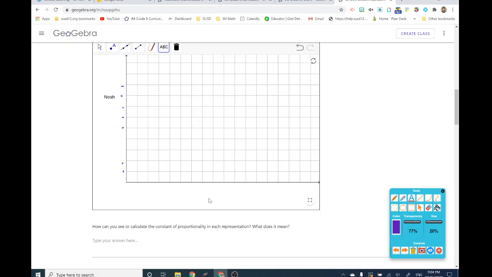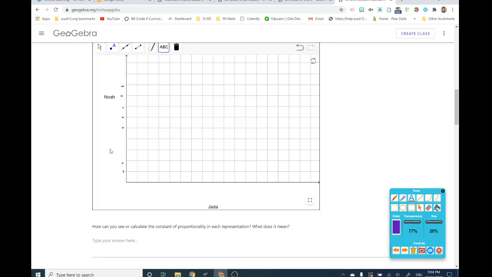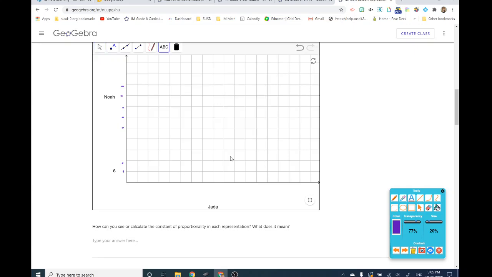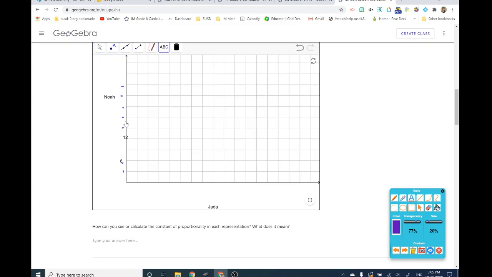Noah, Jada, and okay, every 2 lines will be 6 units. Let's do that, okay, because we need all of our points to fit, but I want even numbers. So every 2 lines is 6 units. Oops, right there, 6 units. And then 2 lines more is another 6 units, so that's 12. This is how I'm going to do my scale.